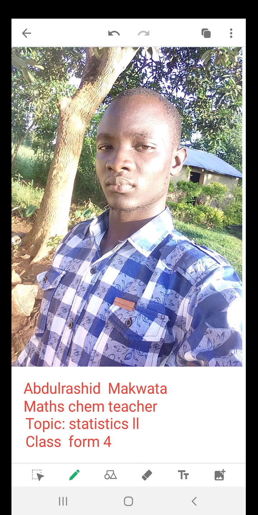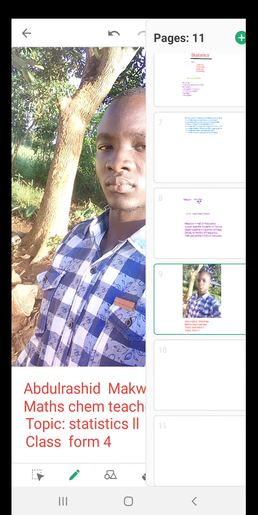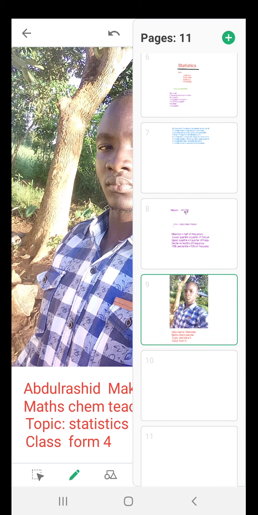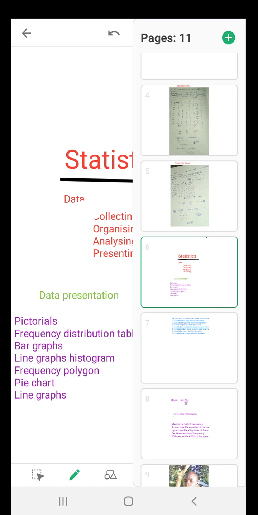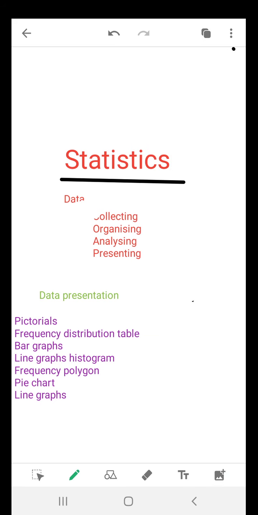On data presentation, you looked at different ways in which data can be presented. That is by use of pictorials, frequency distribution tables, bar graphs, line graphs, histogram, frequency polygon, and pie chart. I hope you know how to use each one of them.